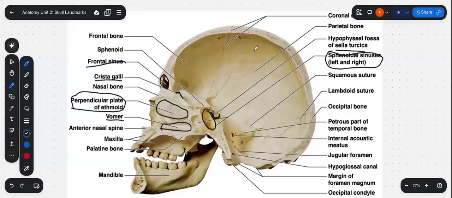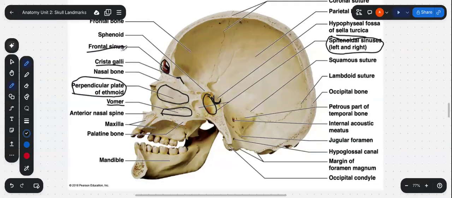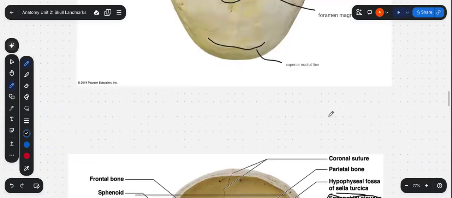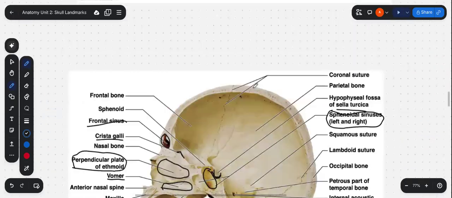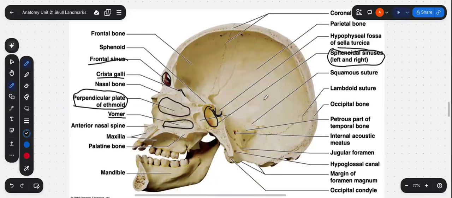All right, and that is everything for this halfway cut. You can see other things that I have covered in the other views of the skull, but for this mid-sagittal cut, you're primarily just going to need to know the ones that I pointed out.